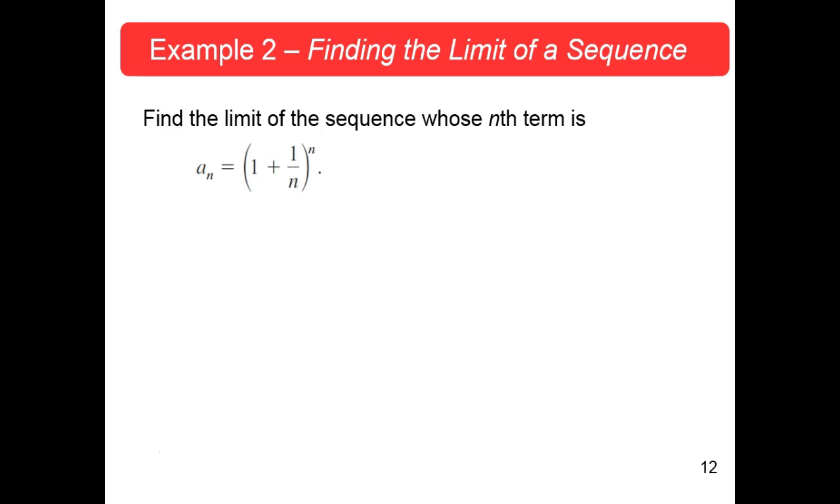Now, what you have to do is see if you can find a function f of x, and you just substitute everywhere you see an n, you put an x. 1 plus 1 over x, raised to the x power. Okay. And they really cheat here.